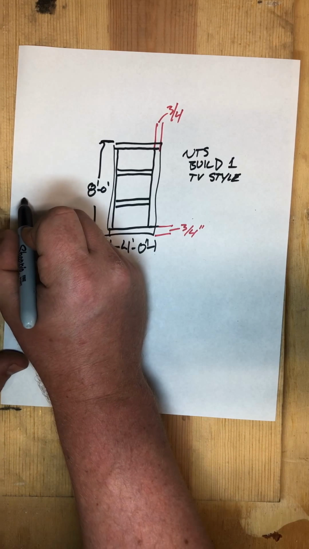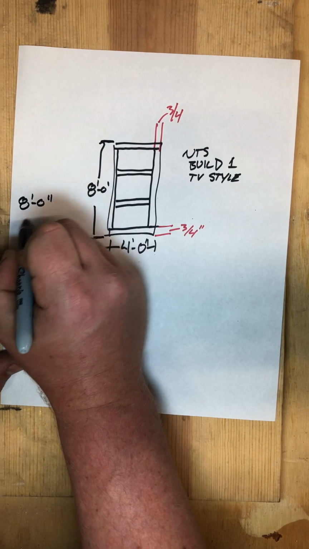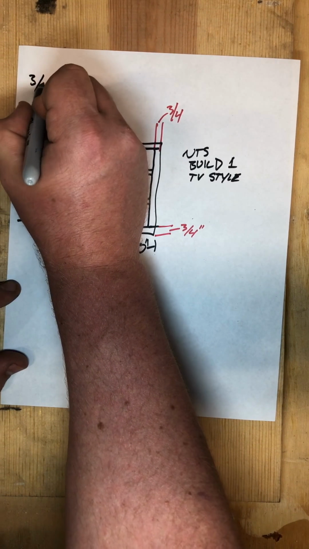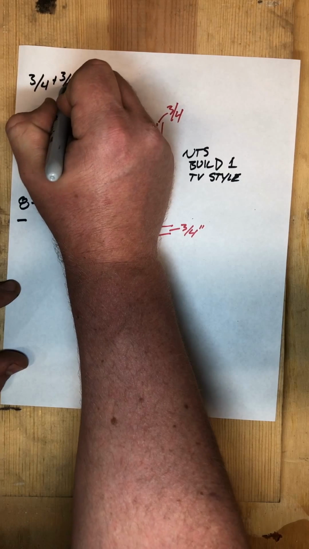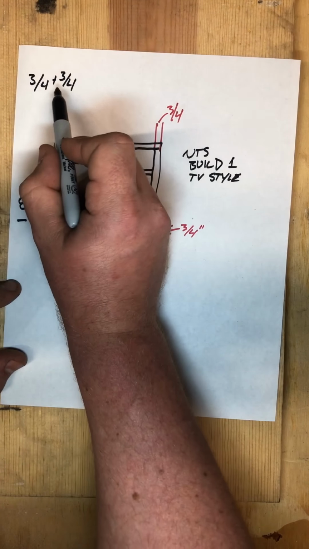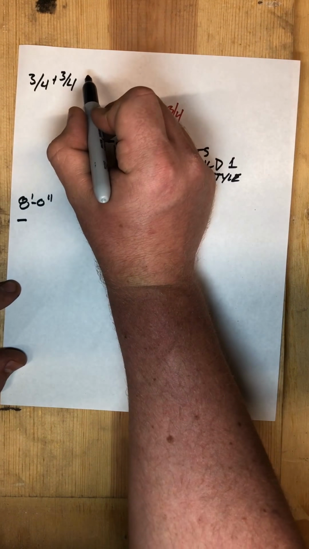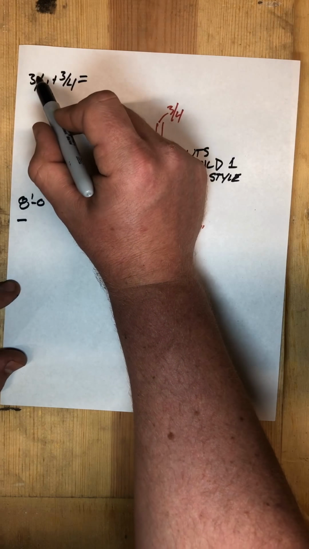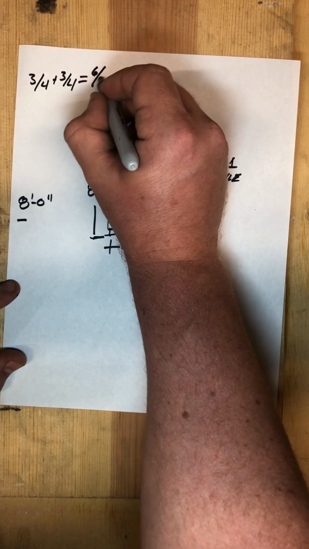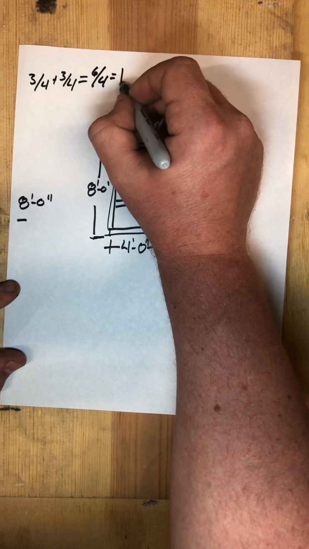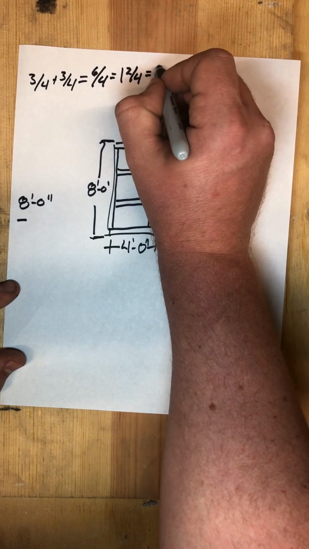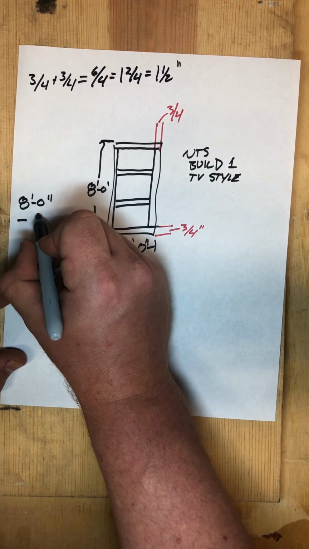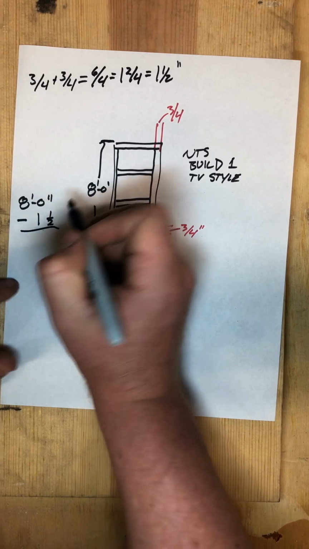So that means we have 8 foot 0 inches minus 3/4 plus 3/4. Okay, and we're going to figure out what this is so that we only have to subtract one thing. So going across, we have common denominators. So 3 plus 3 is 6/4, which is equal to 1 2/4, which is equal to 1 1/2 inches. So now we're going to subtract 1 1/2 inches.